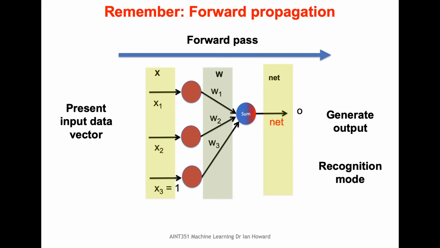This will generate an output which could be used for regression, or we might want to compare it with a threshold and make a classification. Anyway, this is basically a forward pass through the network. That's what it's called, a forward pass through the network. So the data comes in on the left and goes out at the right, generating a prediction. So this is the forward pass, recognition mode if you're running it as a classifier.